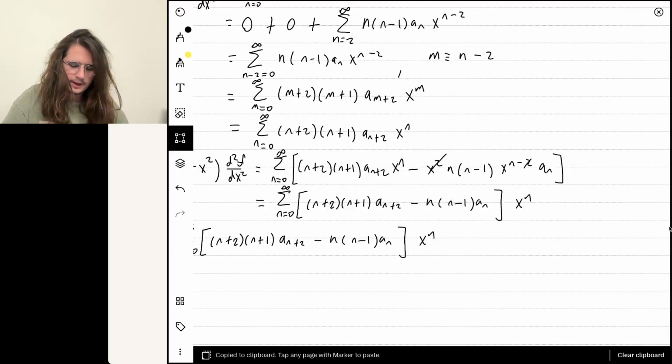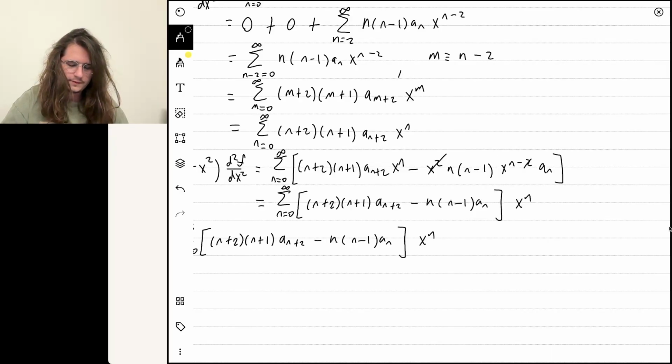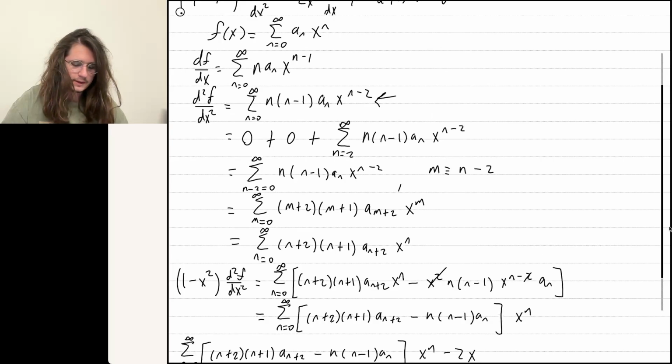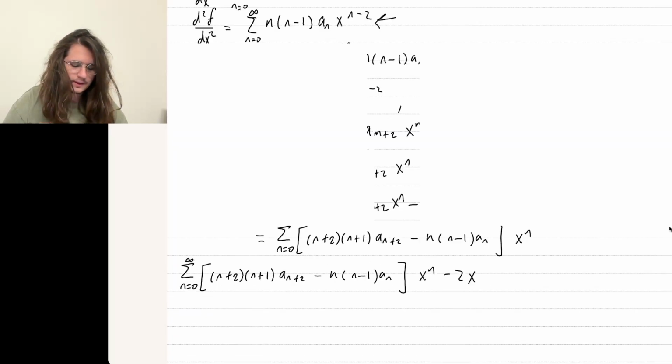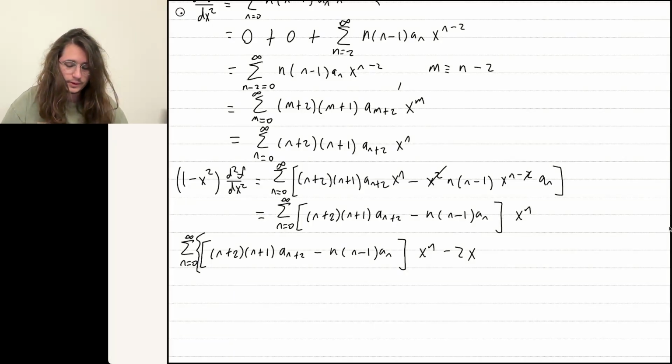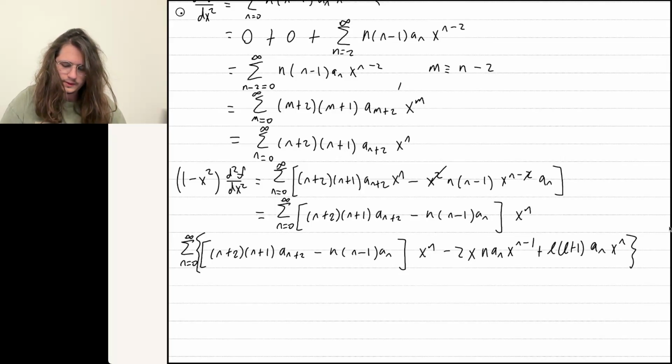we also need minus 2x times df dx, which we found was n times a sub n times x to the n minus 1. And let me put a big brace here so that we know that we're summing all of these over n. So it's n a n x n minus 1, and then it's also plus l by l plus 1 times f, which again is just a n x to the n. And then the whole thing is equal to 0.